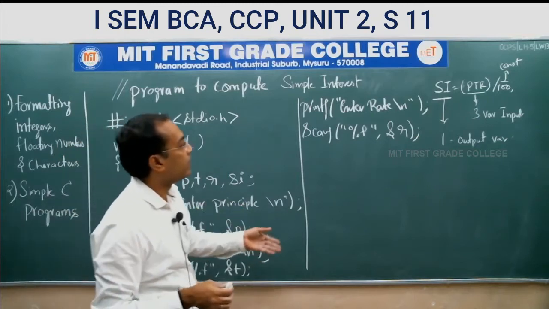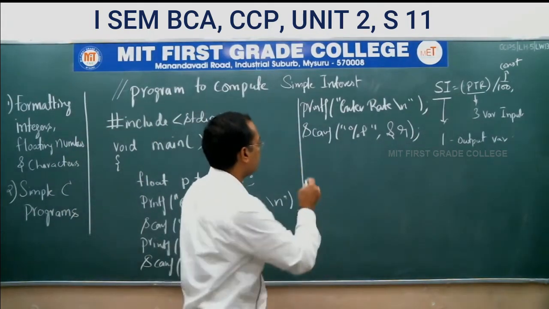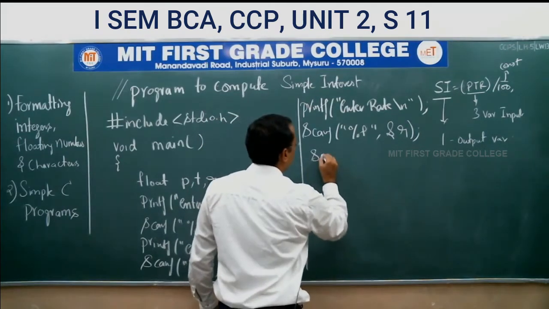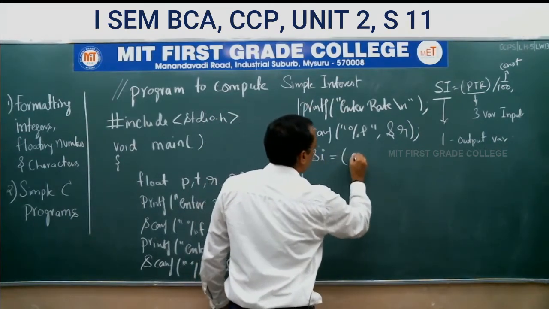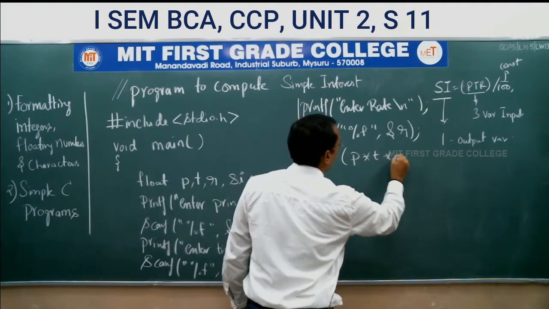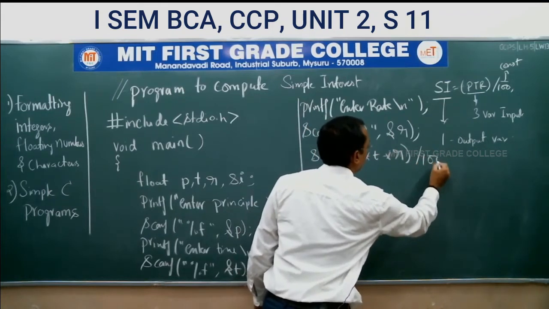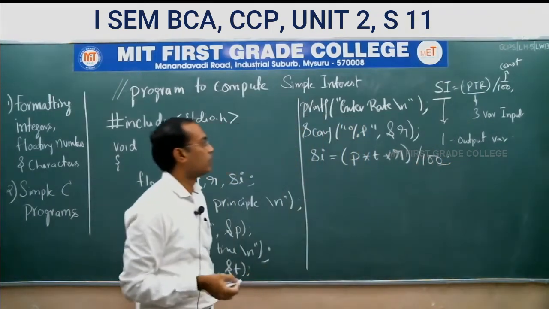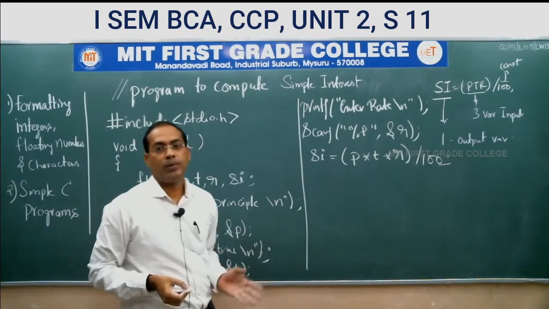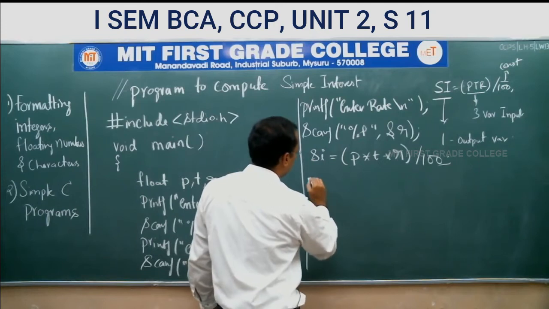Now we have to write the processing instructions for the formula. SI is equal to, in the bracket, P into T into R, close the bracket and the whole divided by 100. Alright, so the computation is over. We need to display the result.